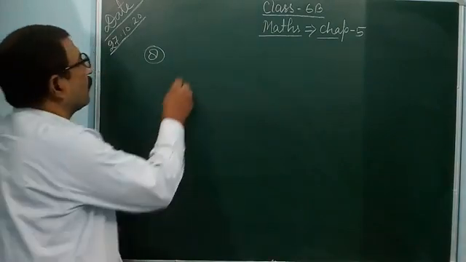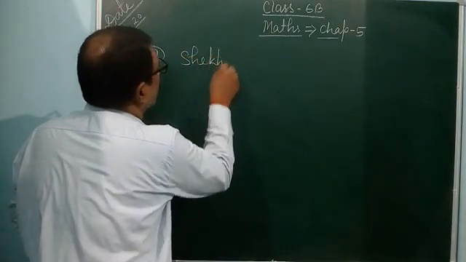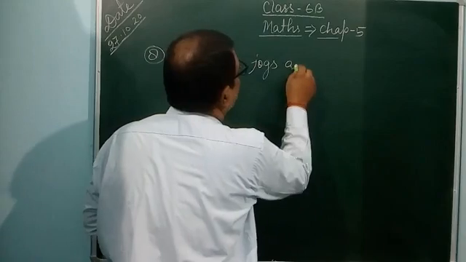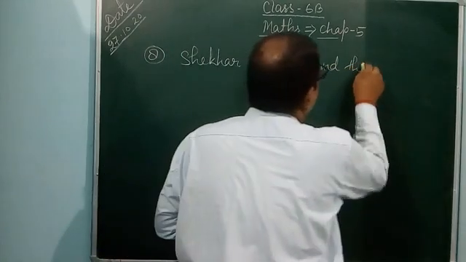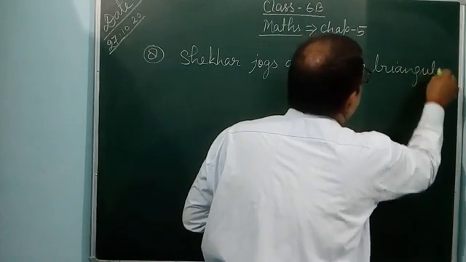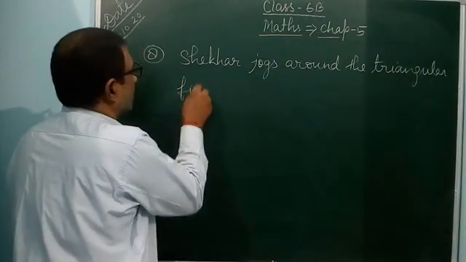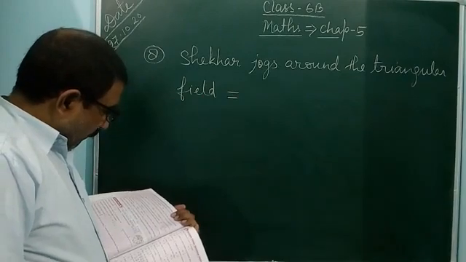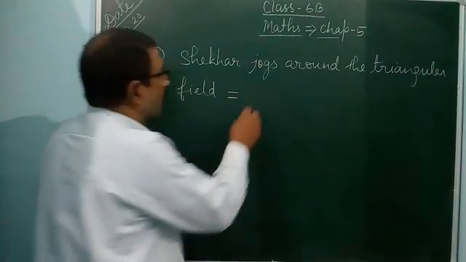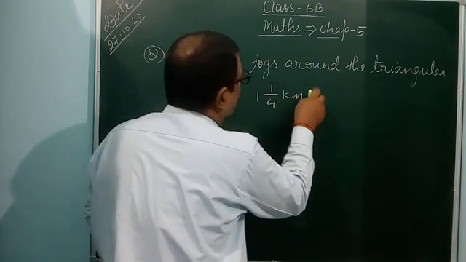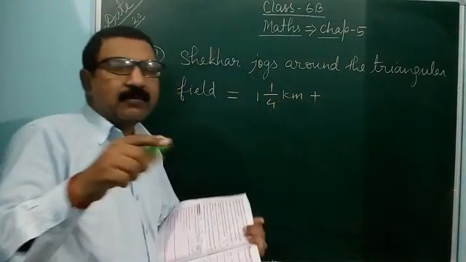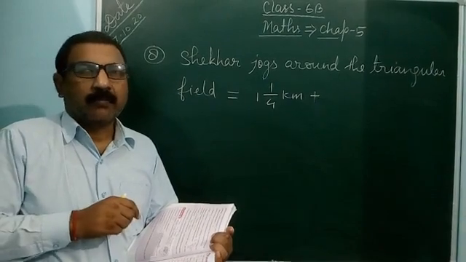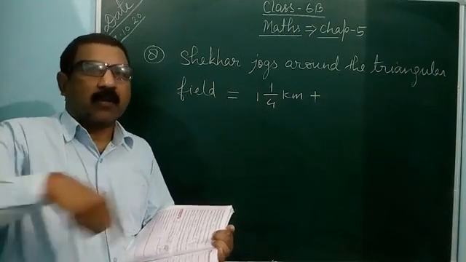It is given 1 and 1 by 4 kilometer. Total means all the three sides of the triangle you take together, because this is the perimeter of the triangle. Perimeter of the triangle means one round of the triangle.